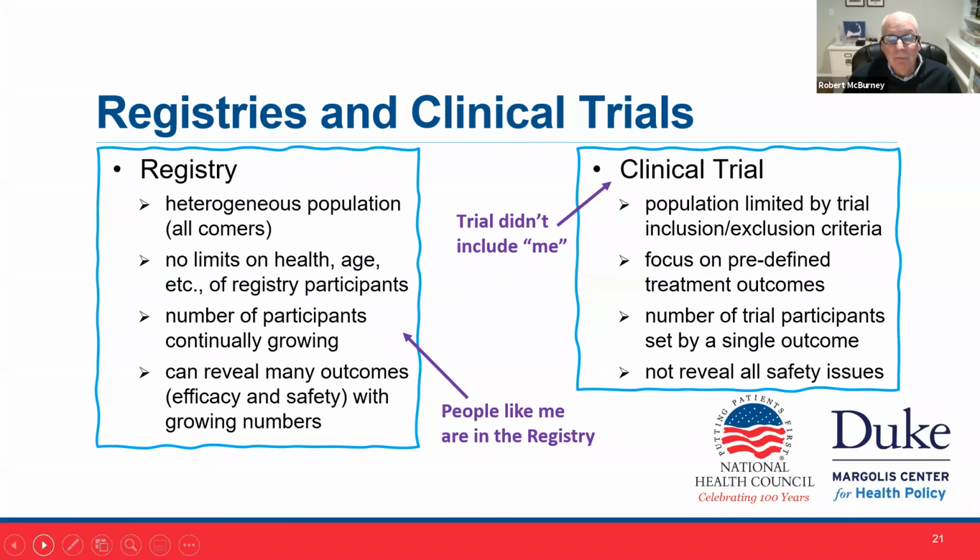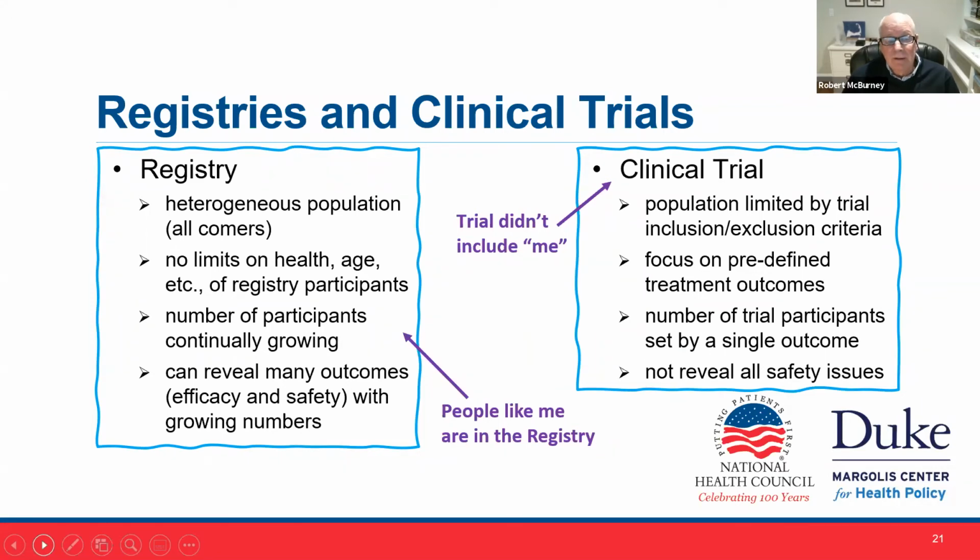So just to reinforce what the difference is between registries and clinical trials. A clinical trial is a very defined population for a particular study. And because of inclusion-exclusion criteria, real people living with certain diseases are often not included in the clinical trial population because they don't meet the inclusion criteria, but often because they are excluded by the exclusion criteria.